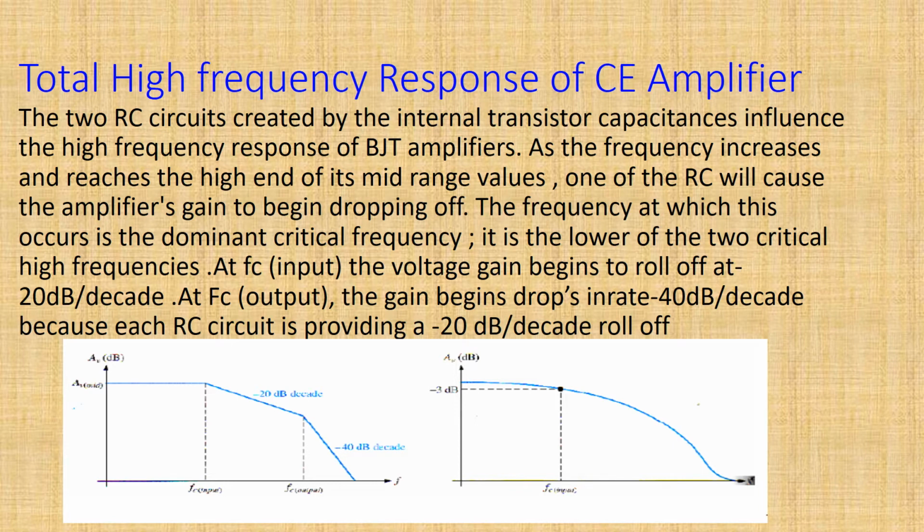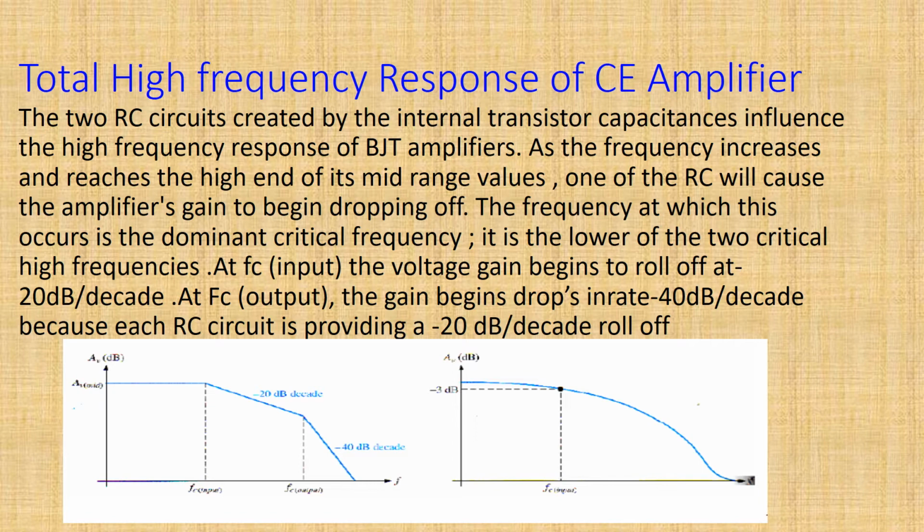Whatever explanation I have given, I'll just read out from the slide. Two RC circuits created by the internal transistor capacitance influence the high frequency response of the BJT amplifier. As the frequency increases and reaches the high end of its mid-range value, one of the RC circuits will cause the amplifier gain to reduce and drop off. The frequency at which this occurs is the dominant frequency Fc. It is the lower of the two critical high frequencies.